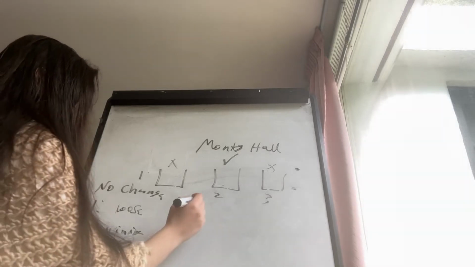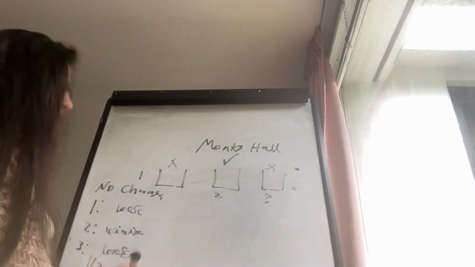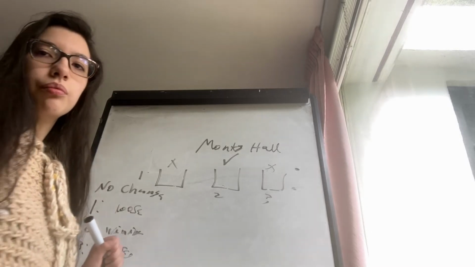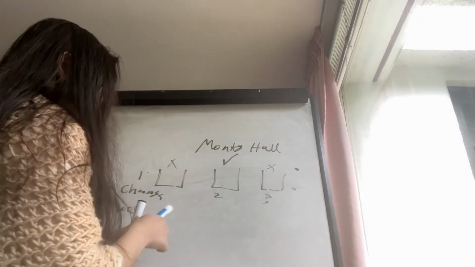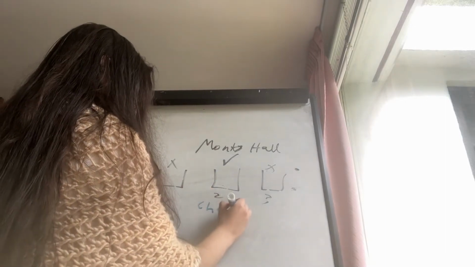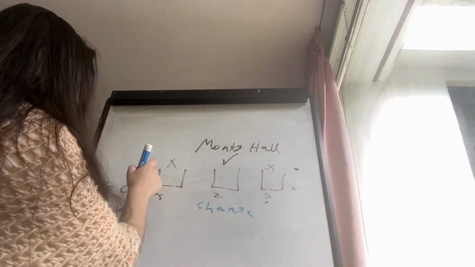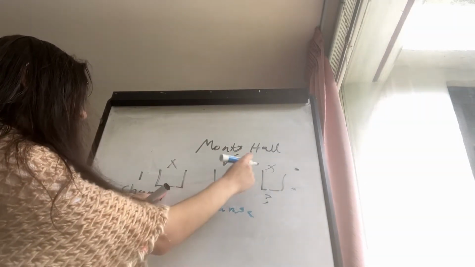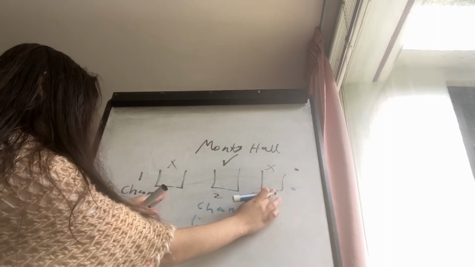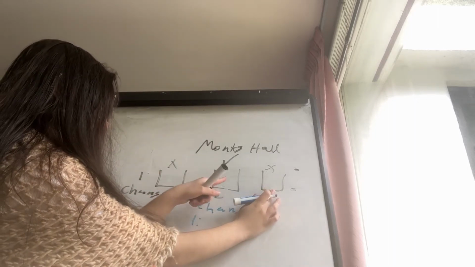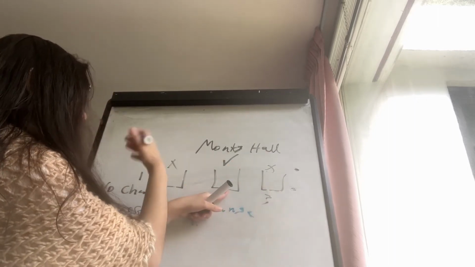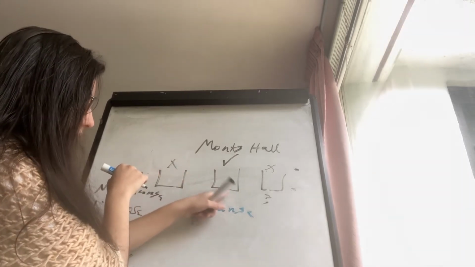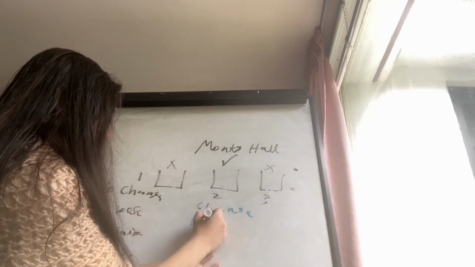Now let's see what happens if the player changes the choice. So here, change. If the player selects box 1, then the host will show box 3, and then the player will change to box 2, and the host will show this box. So it is obvious that the player wins. So here, wins.